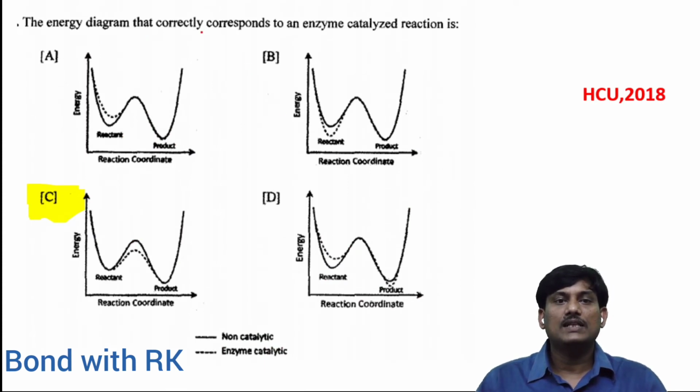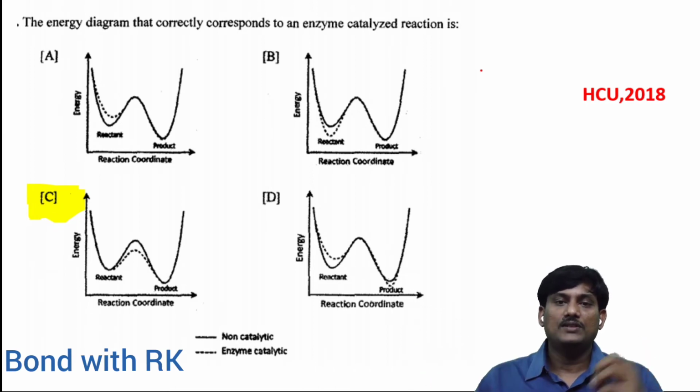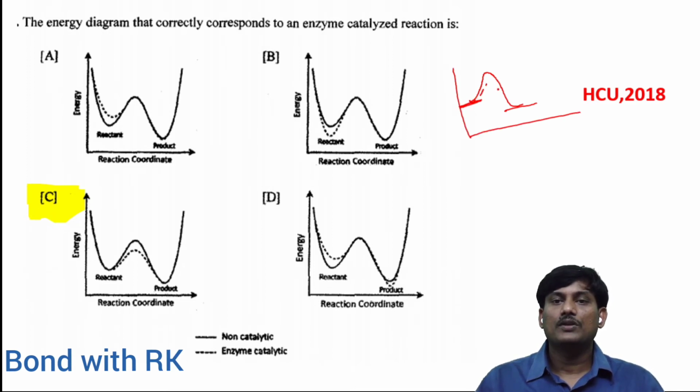The energy diagram that correctly corresponds to an enzyme catalyzed reaction is... We know the role of enzyme. The enzyme decreases activation energy without changing energy of reactant and product. There is no change in reactant product energy, but there is a change in activation energy. Let's take the reaction. This is the reaction in absence of catalyst. In presence of catalyst, this is the path of the reaction. So there is a change in path of the reaction without change in energy of reactant or product.